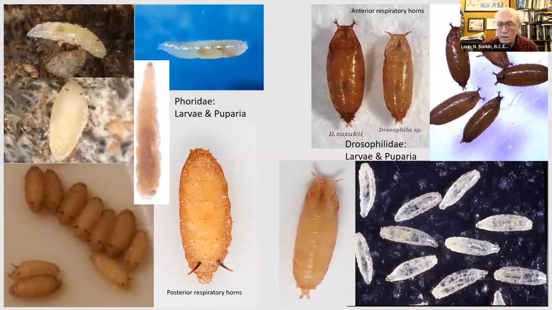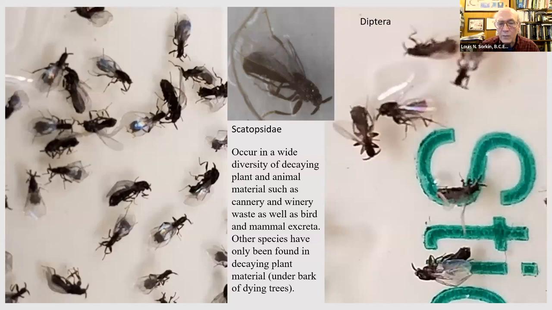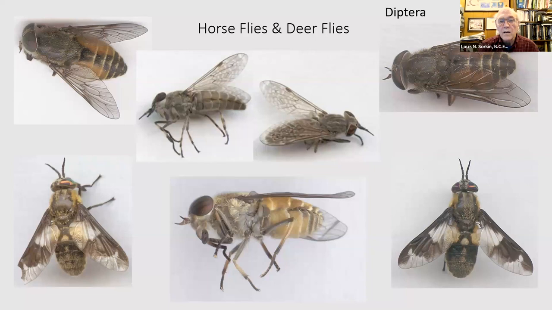Scotopsid flies, these are in organic material, are very distinctive, like black dark wing fungus gnats, except their antennae are very chubby and heavy, so they're easier to identify, to help you identify if you find these and not call them sciarid flies. Horse flies and deer flies, many of these being blood feeding, the female.